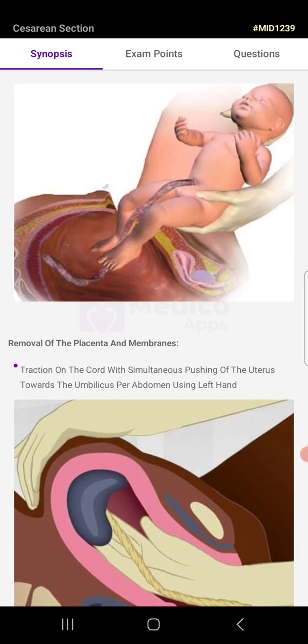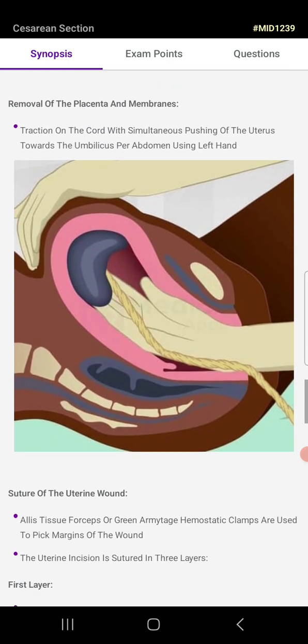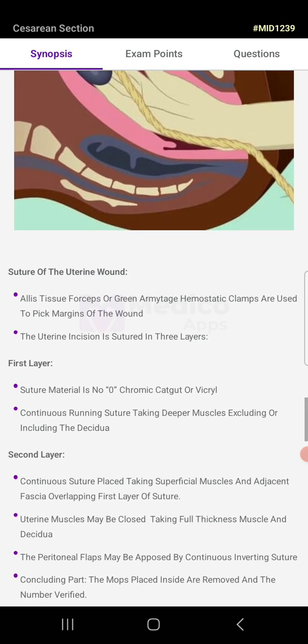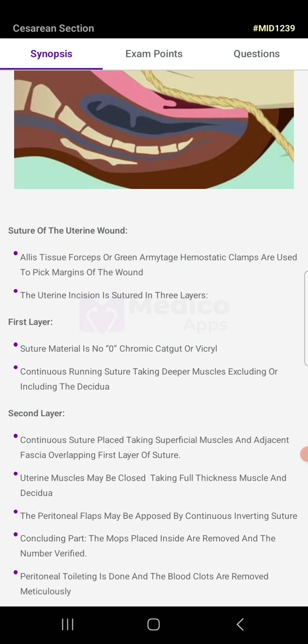Removal of the placenta and membrane. Traction on the cord with the simultaneous pushing of the uterus towards the umbilicus per abdomen using the left hand. Suture of the uterine wound. Allis tissue forceps or the Green-Armytage. Hemostatic clamps are used to pick the margins of the wound.